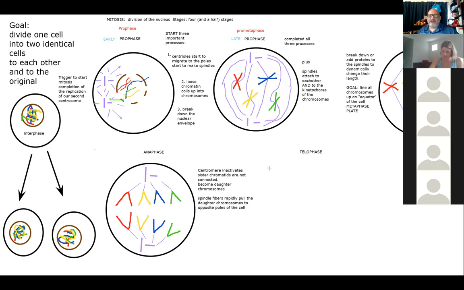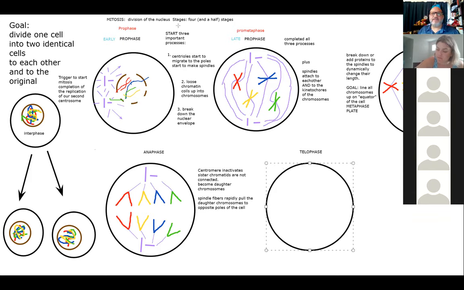All right, excellent. That brings us to telophase. In many ways, telophase is kind of prophase in reverse. As long as the chromosomes are moving, we are still in anaphase. Once the chromosomes stop moving, then we are in telophase. And so in telophase, a couple things need to occur. Our chromosomes have stopped moving because they've reached the pole.